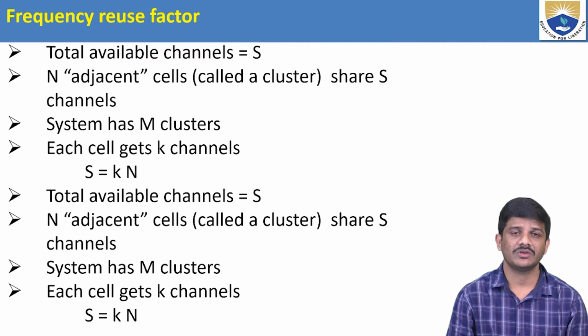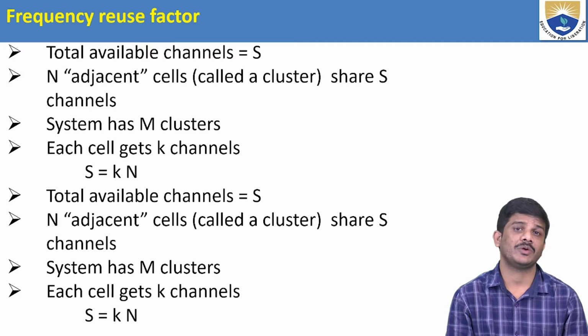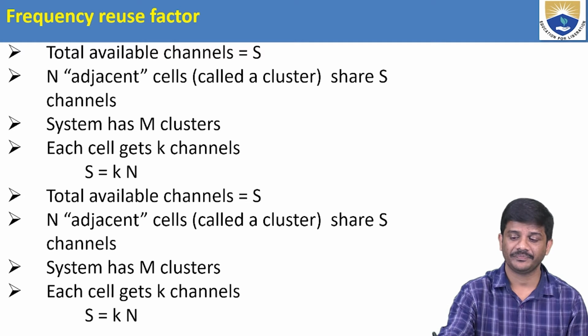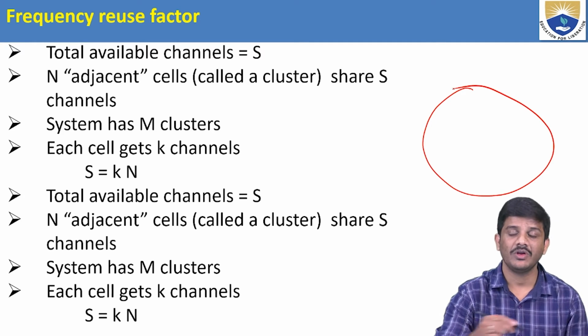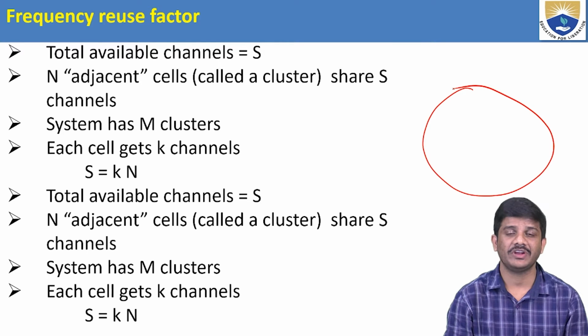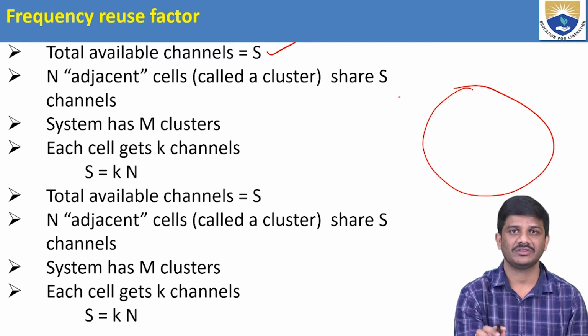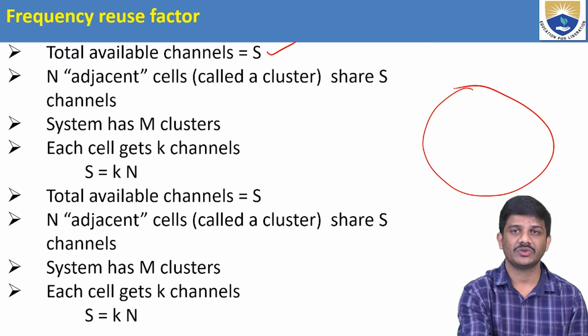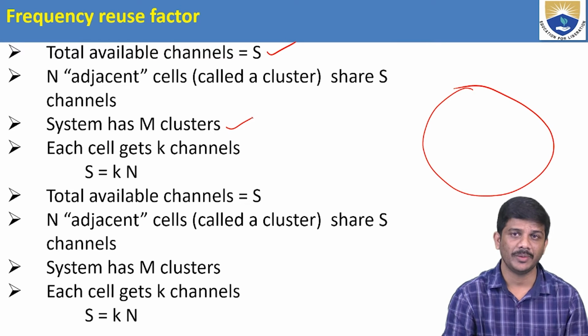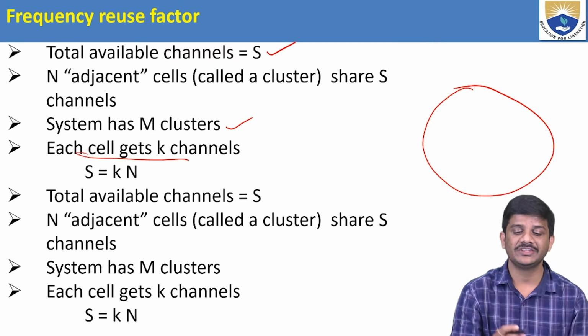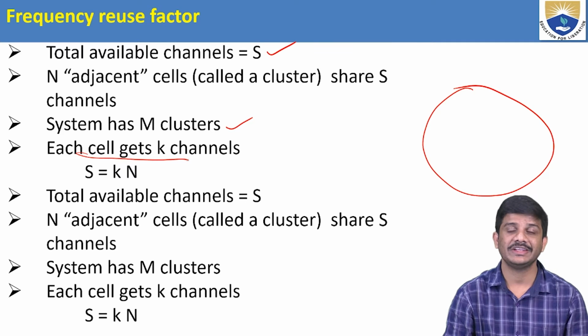Next, what are the available channels in a particular cluster? For example, this is a cluster. How many available channels do we have? That is represented with S. The cluster size is represented with M. Finally, we get that each cell gets K channels.